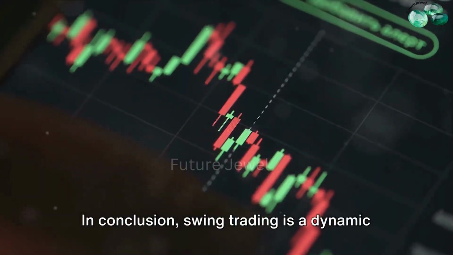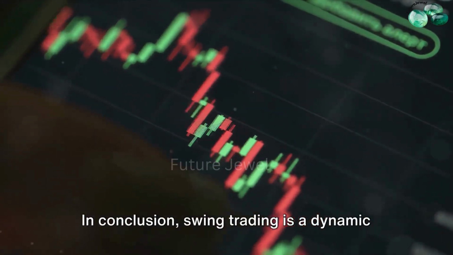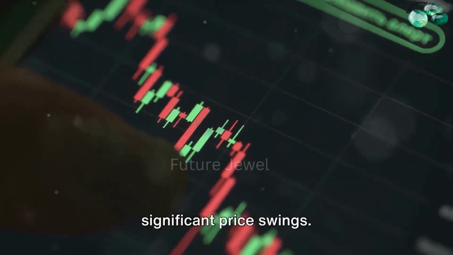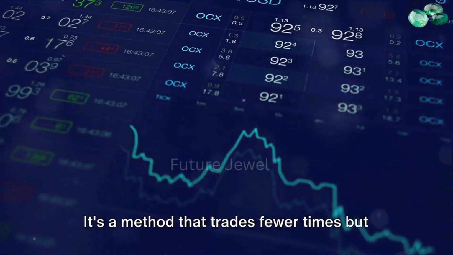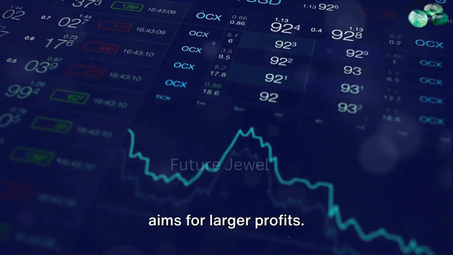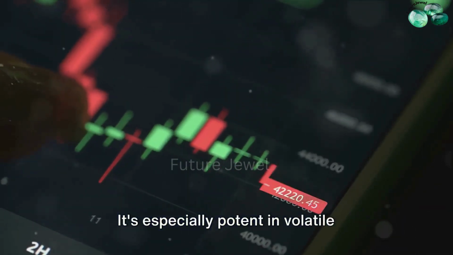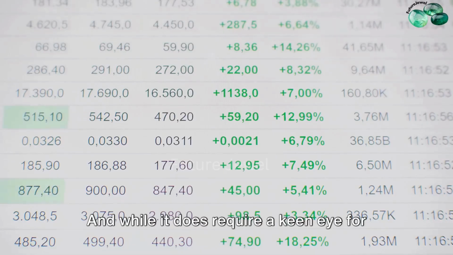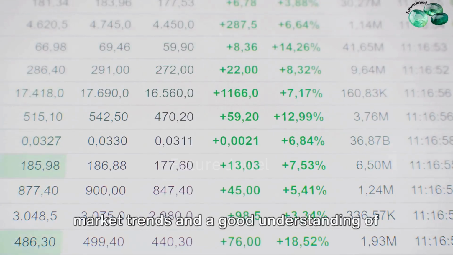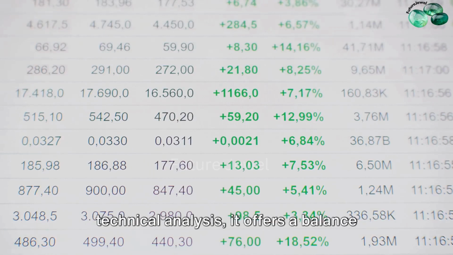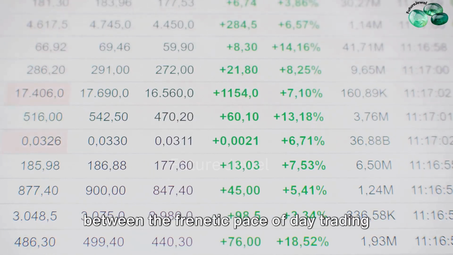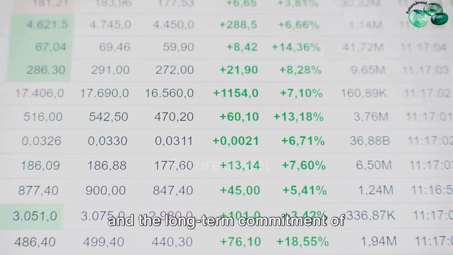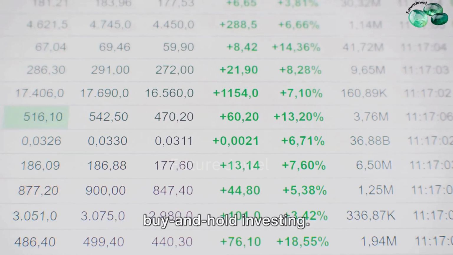In conclusion, swing trading is a dynamic trading strategy that seeks to capture significant price swings. It's a method that trades fewer times but aims for larger profits. It's especially potent in volatile markets where price fluctuations are more pronounced. And while it does require a keen eye for market trends and a good understanding of technical analysis, it offers a balance between the frenetic pace of day trading and the long-term commitment of buy and hold investing.